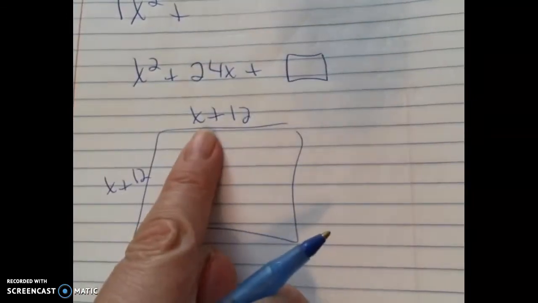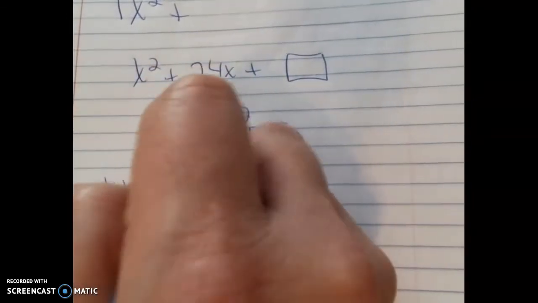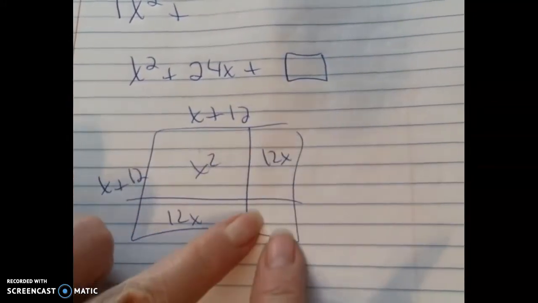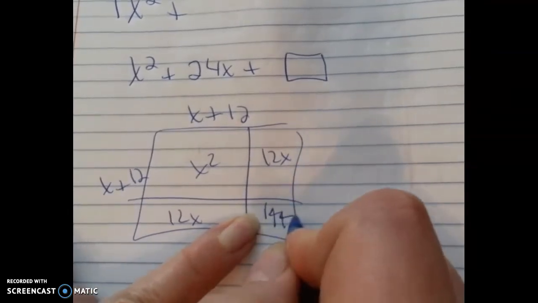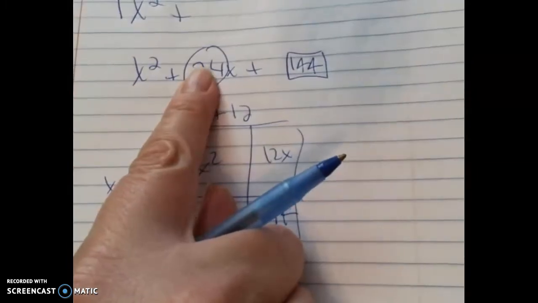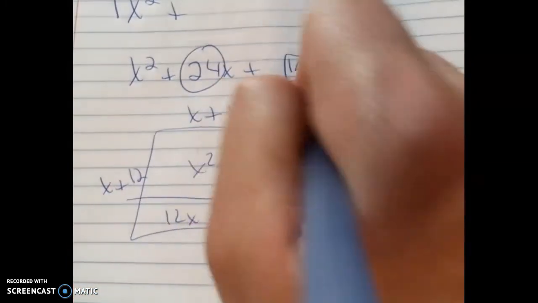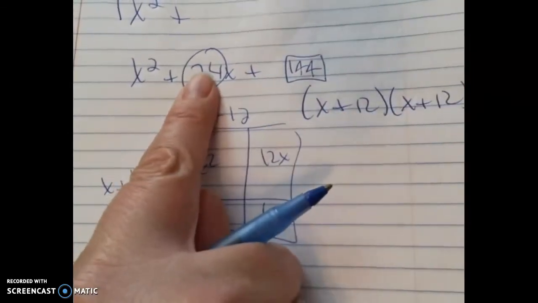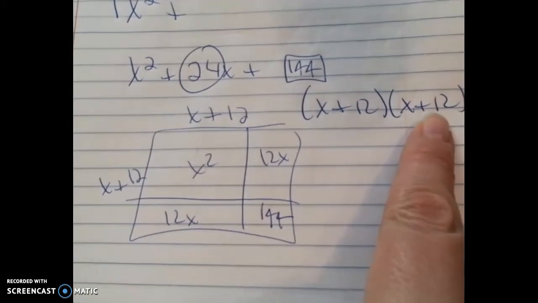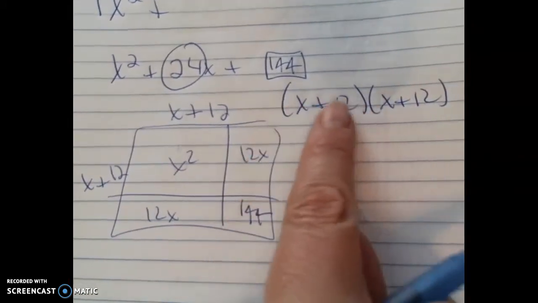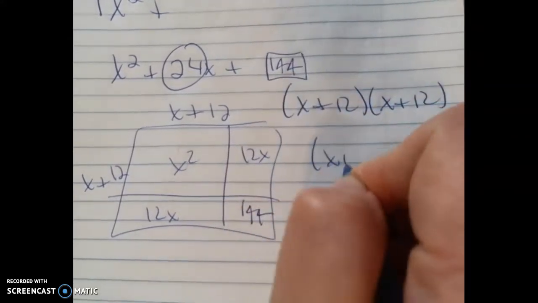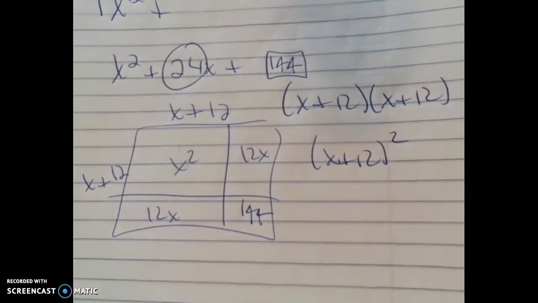All right, and so then if I think about it, my x squared is going to be there, I'm going to end up with 12 x's there, 12 x's there. What ends up in the corner? Well, 12 times 12 is 144. So I take this number, I divide it by 2, and that tells me what to put in my factors. If I take 24, divide by 2, I get 12 and 12. And then if I do FOIL, first, outside, inside, last, I know 12 times 12 is 144. And again, this is a trinomial perfect square right there.